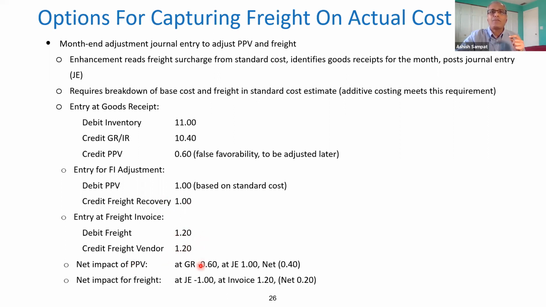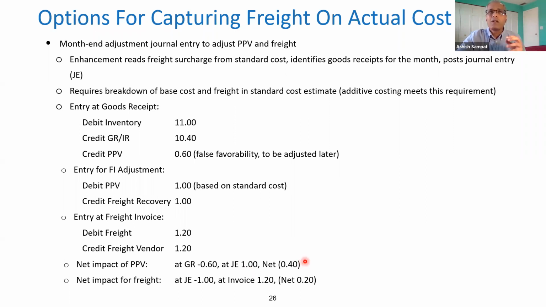So the net impact on purchase price variance will be a false 60 cents at the GR time. At journal entry, we posted what was supposed to be the assumed or estimated freight, and now we have a net unfavorability of 40 cents. So note that till you do the journal entry, you don't have the good picture. People have said, can I do this on a more frequent basis, on a weekly or a daily basis? Yes, that's possible. You can even write a program to automate this journal entry.